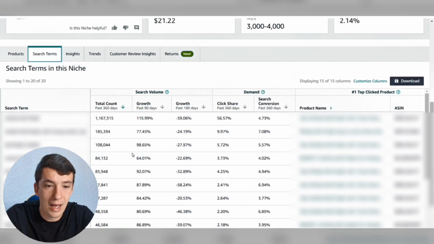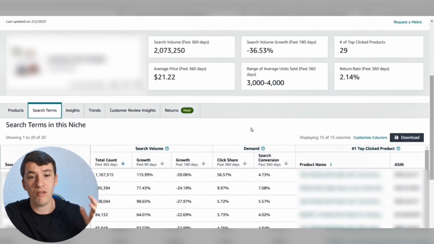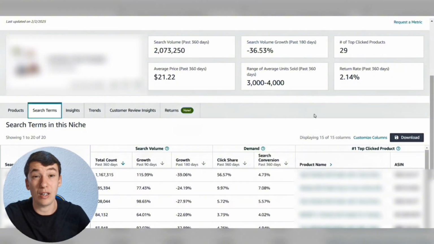Other than that, we can actually see the change in volume of those keywords. So for example, if you see that your search volume is decreasing, the growth is decreasing, and the competition is staying the same, you don't want to push more. You don't want to increase your bids because it will probably just ruin your profits.